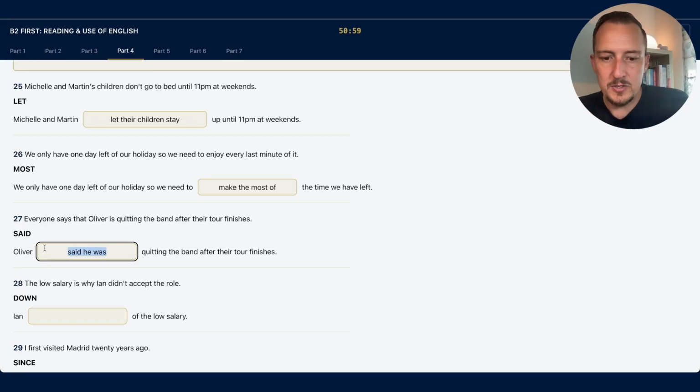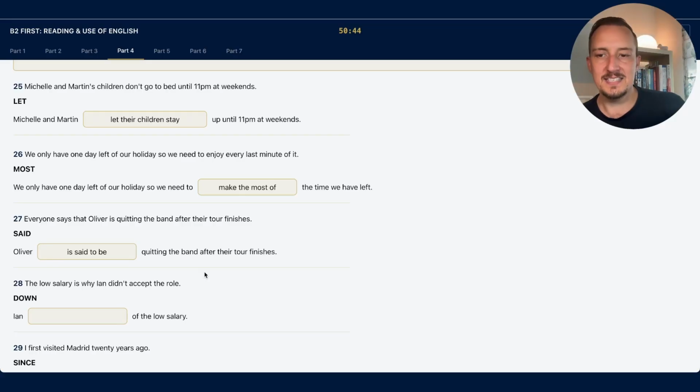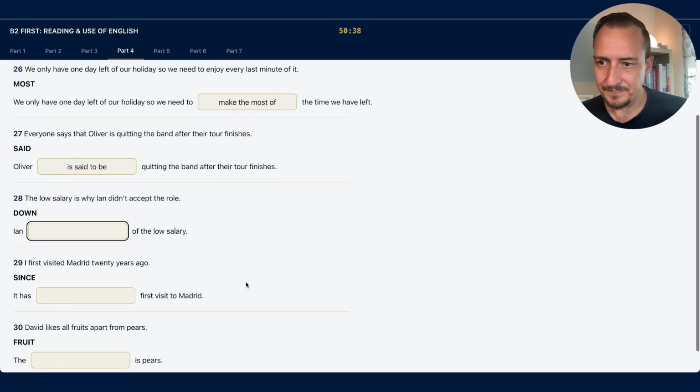So what we need to do here is do this. Oliver is said. Now, that brings in the passive, but we've got the quitting here. Is said quitting? No, we need more. So what we need after is said is to be. So Oliver is said to be quitting the band after their tour finishes. That's the correct answer. Okay, number 28.